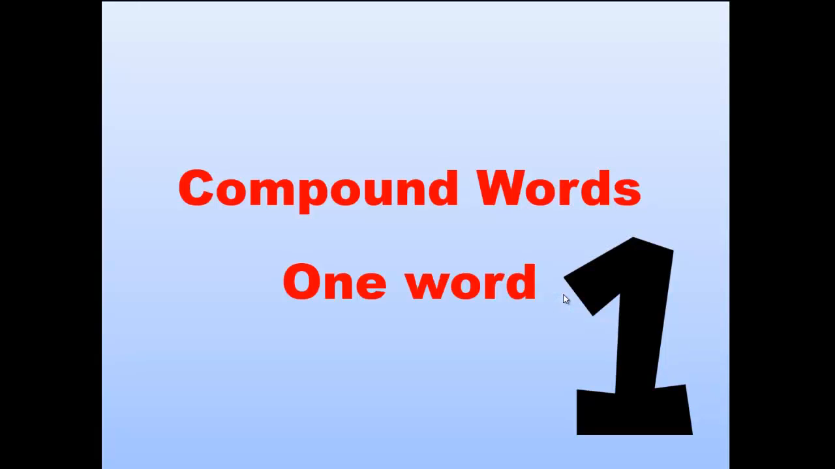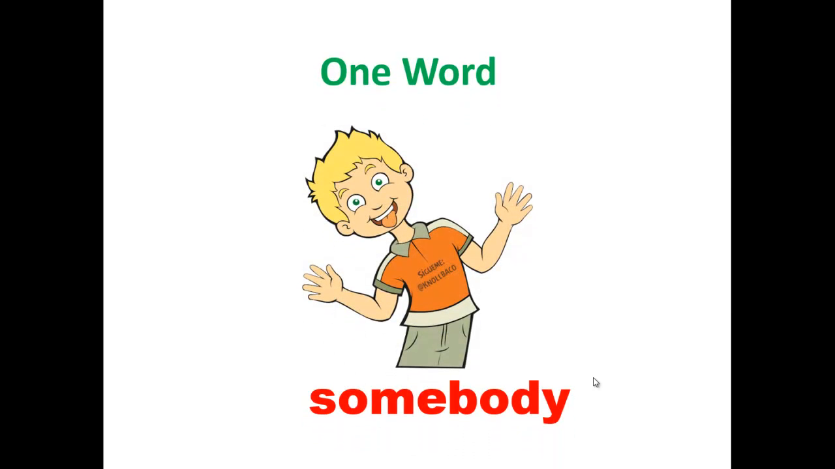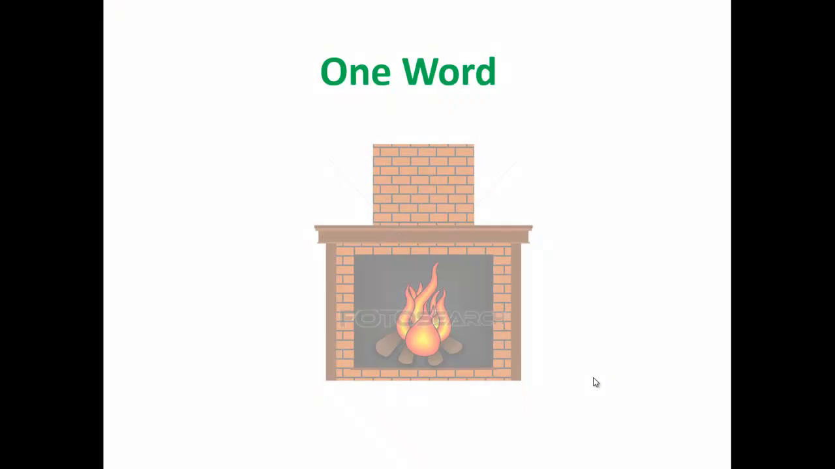Let's start with the first type of compound words. Compound words written as one word. Somebody. How many words is it made up of? Two words. What is the first word? Some. What about the second word? Body. The two words are being used together to make up a new word, which is somebody. So this is a compound word. How is it written? It is written as one word.